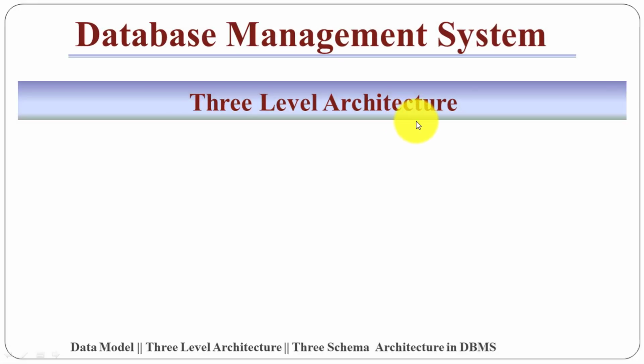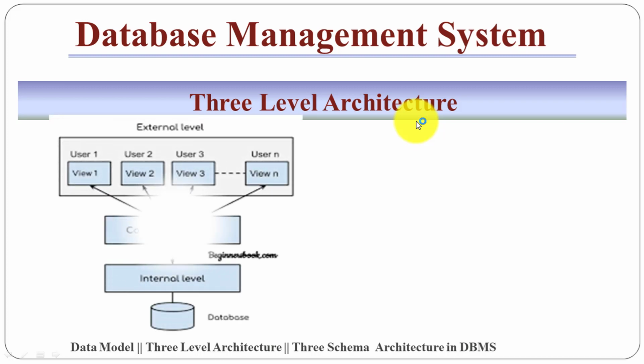Now, what is three-level architecture? Consider this diagram. This is the three-level architecture. In this diagram there are three levels. First is the external level. This is the high level. In this level there are user 1, user 2, user 3, like that n number of users present with their view or particular application, that is view 1, view 2, and n number of views. That's why this layer is also called the view level or external level.